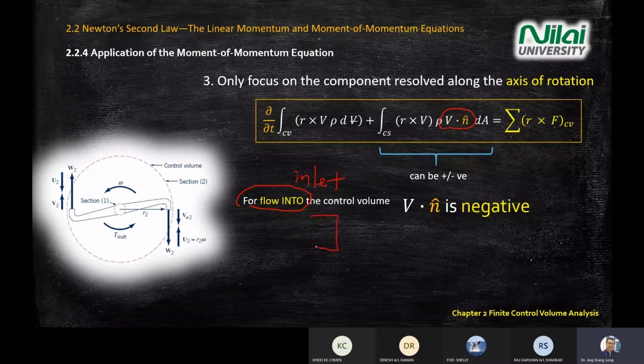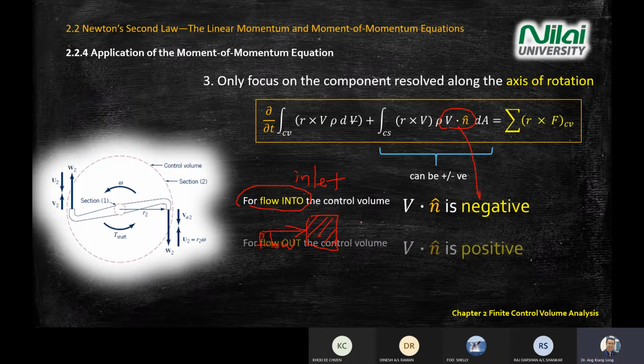So let's say you draw a control volume. The flow goes pointing this way, the flow goes into the control volume. The whole thing, this one, will give you negative. Okay, V dot n gives you a negative sign.